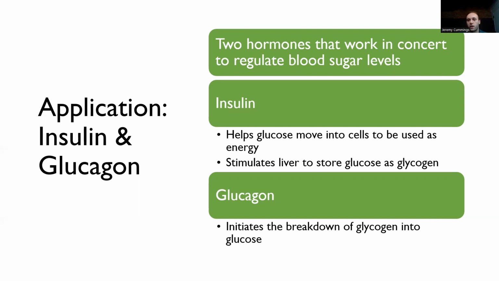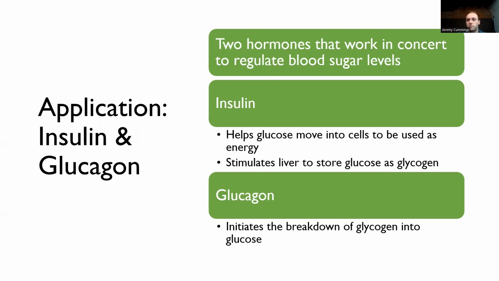And they're going to be picked up by a variety of different cells and tissues that are going to have different responses depending on which cells, which tissues pick these up. So within the cells of the body, let's say the muscles, it's going to help the glucose move into those muscles to be used up as energy. Whereas insulin will stimulate the liver cells to remove sugar from the bloodstream and store it away as glycogen.